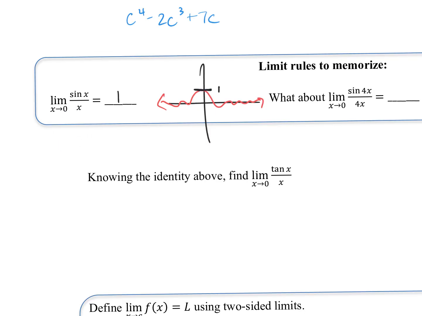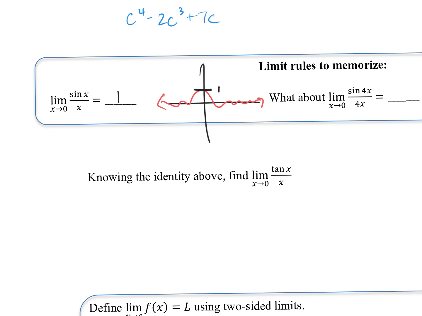What if they change it to the sine of 4x over 4x? Let's go graph that guy. I'm going to leave my original one. Then I'm going to write the sine of 4x. And then I'm going to divide that by 4x. I'm going to graph that. Oops. I think I did that wrong. I need some parentheses around that. There we go. Mine's the red one now.